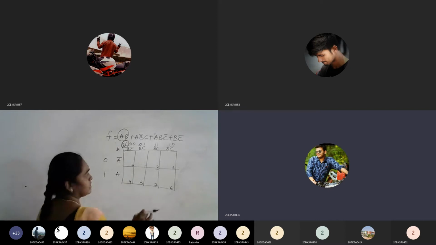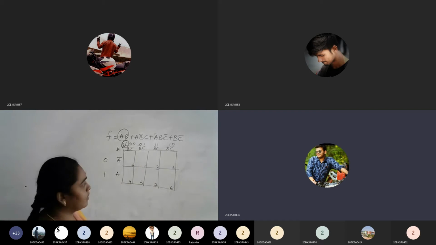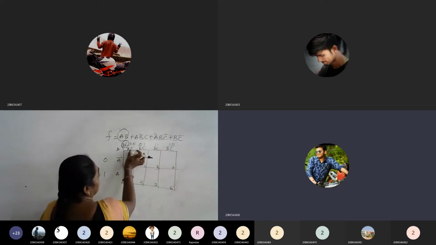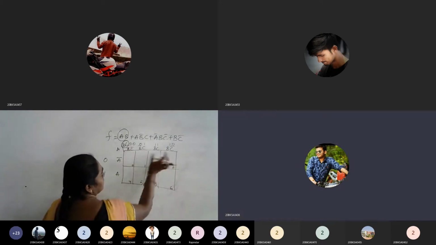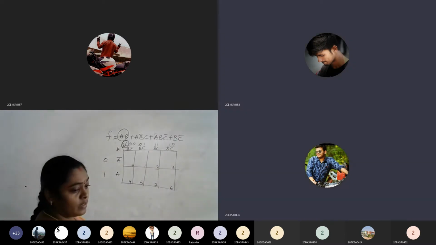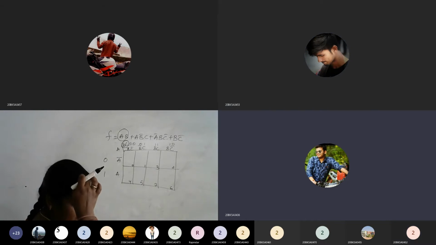Just check where you are having B in the column. Tell me directly. Already we have written B bar C bar, B bar C, B C, B C bar. Where are you having B? Third column and fourth column. Is it clear? Shall I repeat it once again?